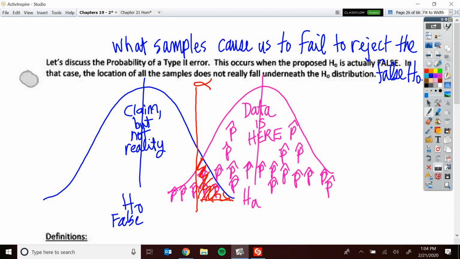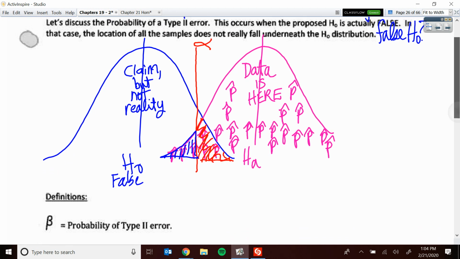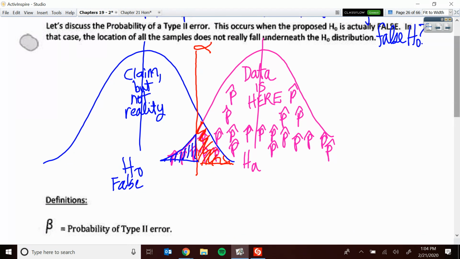There it is. There's a question. What samples would cause us to fail to reject the false null hypothesis? Where are they? To the left of alpha. Whatever proportion of samples are down here to the left of alpha, we would not have evidence. I get no evidence. So I would fail to reject a false null hypothesis. Type 2 error.